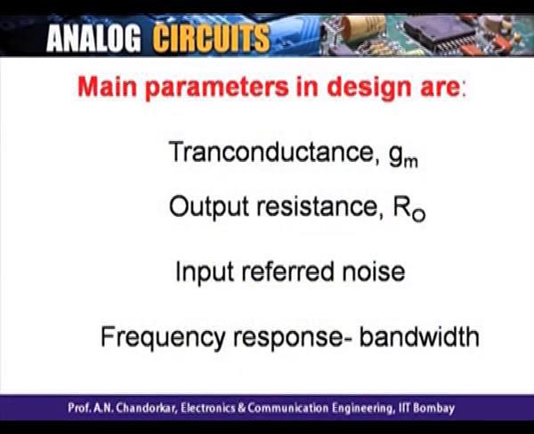There are four important parameters we look into in designs. One is called transconductance. What is transconductance by definition? Transconductance, GM, is output current divided by input voltage, or change in output current to the change in input voltage, delta I by delta V is GM. So one of the major parameters of analog circuit design is the GM.